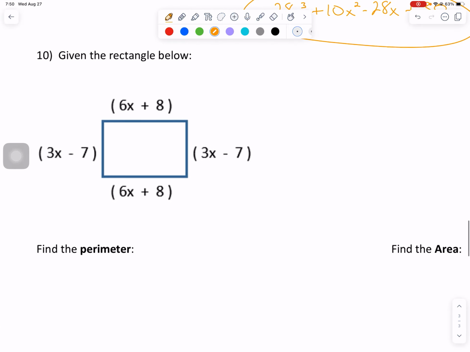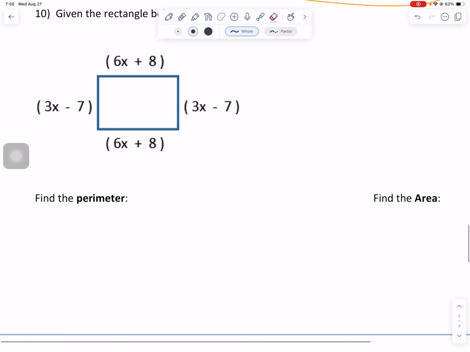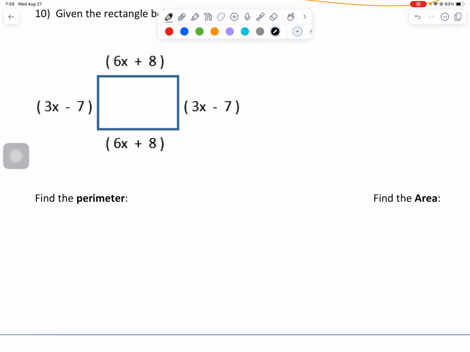And for number 10, given the rectangle below, it wants us to find the perimeter. The perimeter, all right, this is just telling us to add all sides. Wonderful. So we're basically just combining like terms. That's all we're doing. I'm going to highlight the 3x, the 6x, the 3x, and the 6x. And I'm going to do 3 plus 6 is 9. 9 plus 3 is 12. 12 plus 6 is 18. Don't forget your x.